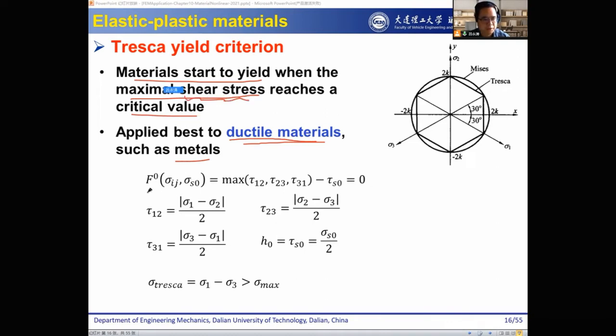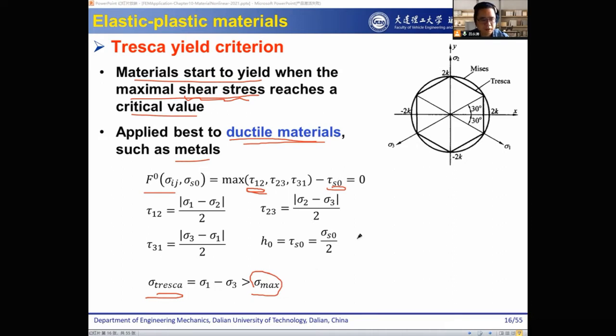Okay, and the formula is like this. We obtain the shear stress and we check it with the critical value. So this is our Tresca yield stress, and we check if it has reached the critical value or not. If it has reached the critical value, then the material has started to yield.